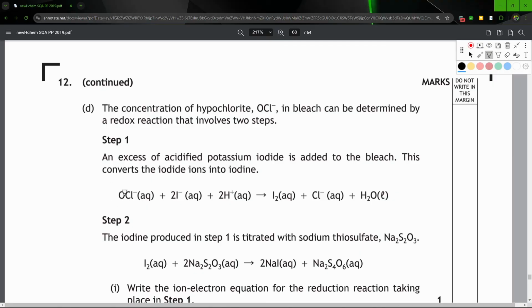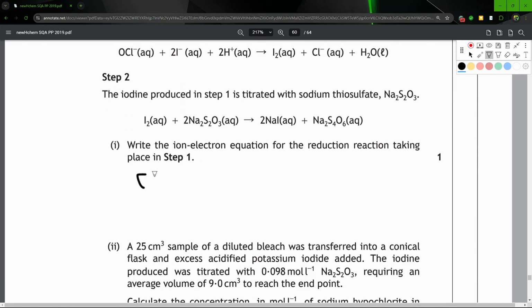Okay, well, this chlorine atom is bonded to an oxygen, and then it goes here, but it still has a negative charge. So that means probably that's going to be reduced because you're adding electrons on. I mean, it's in comparison to the iodine, which is very clearly being oxidized as it loses electrons. So yeah, let's just go and write that down.